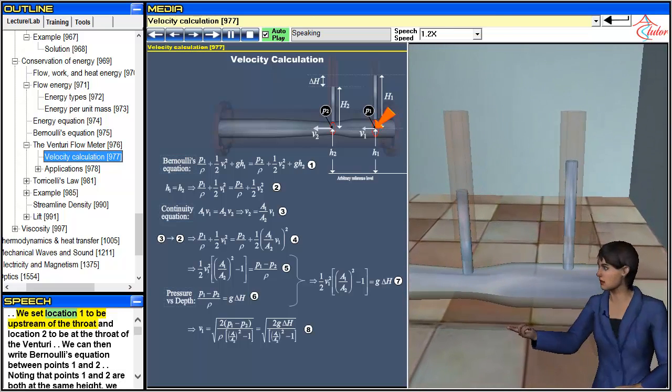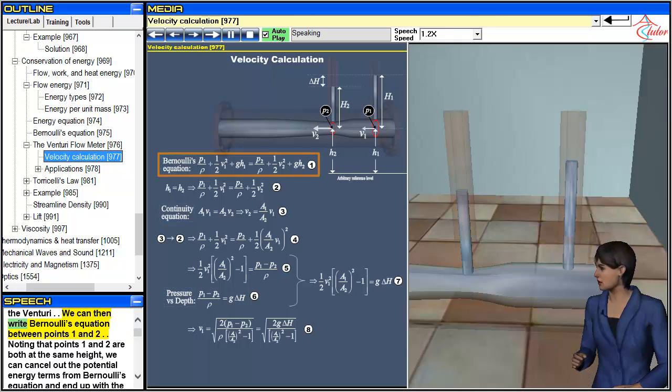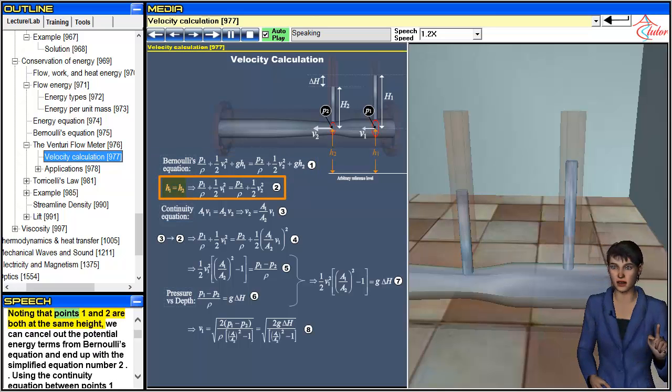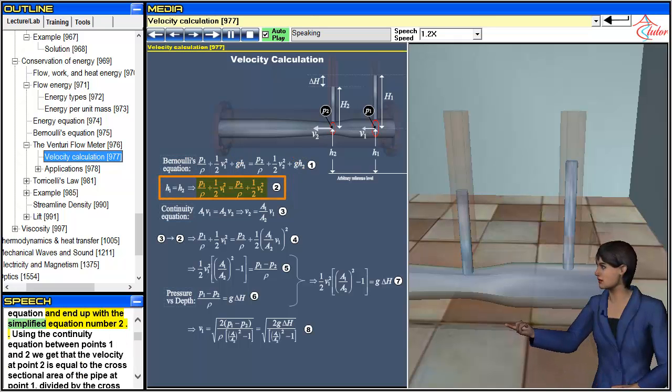We set location 1 to be upstream of the throat, and location 2 to be at the throat of the Venturi. We can then write Bernoulli's equation between points 1 and 2. Noting that points 1 and 2 are both at the same height, we can cancel out the potential energy terms from Bernoulli's equation, and end up with the simplified equation number 2.